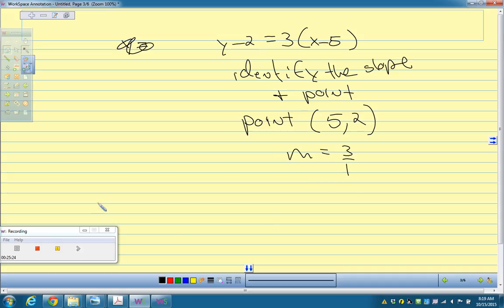Could you graph that easily? Gotta pay attention. You're going to fall behind. Okay. You try.